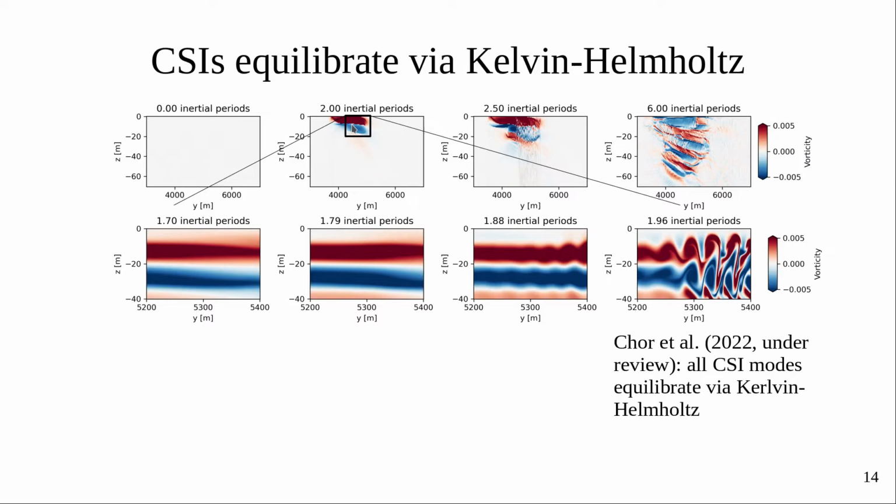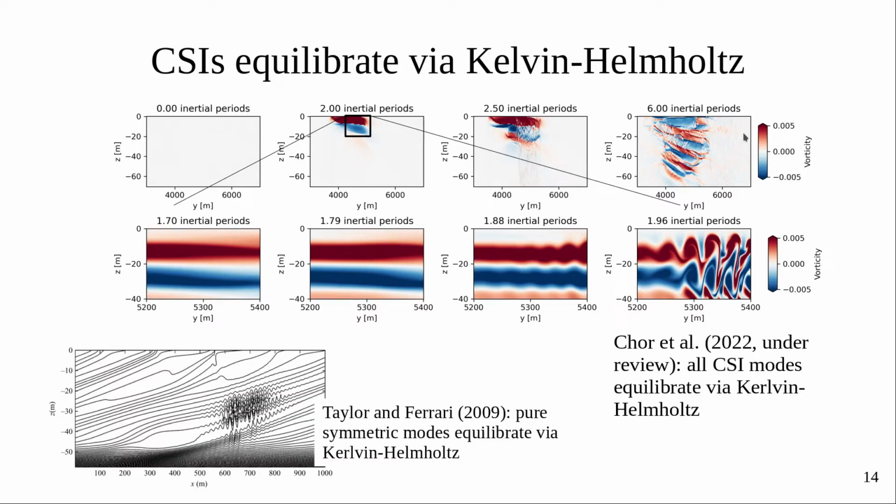that become stronger and stronger, and eventually secondary instabilities appear that look a lot like Kelvin-Helmholtz instabilities, and those instabilities, as you can see here in these upper panels, mediate the transition to full turbulence. An analysis that we've done in the paper that's under review shows that these instabilities actually are Kelvin-Helmholtz instabilities, and this corroborates the same work that Taylor and Ferrari have done, but only for symmetric modes. So we expanded on that, and we showed that not only symmetric modes, but all the modes of CSIs apparently equilibrate via Kelvin-Helmholtz instabilities.